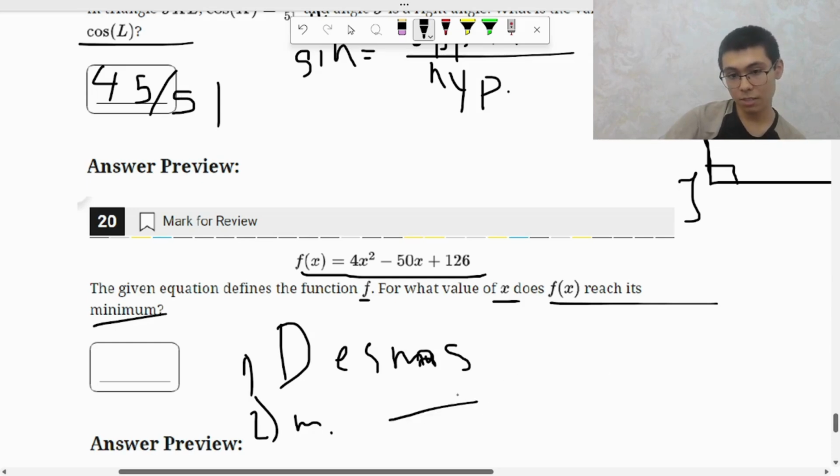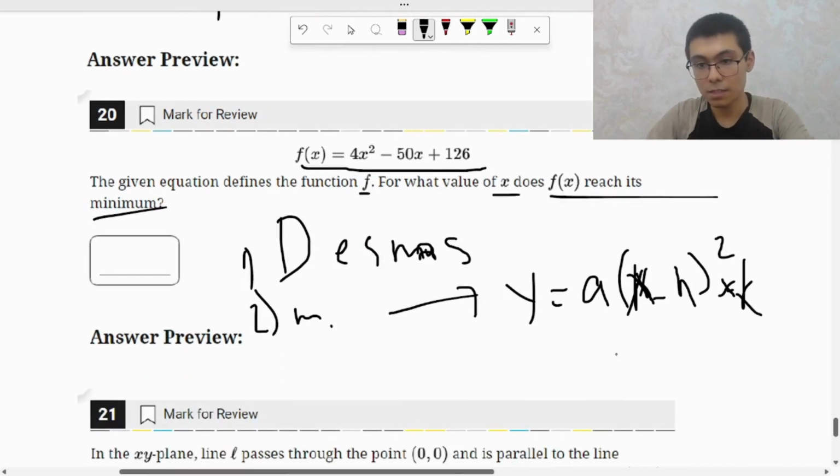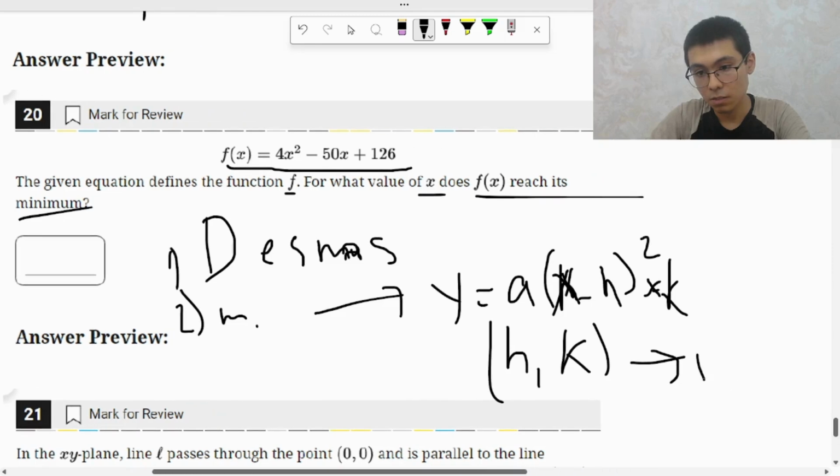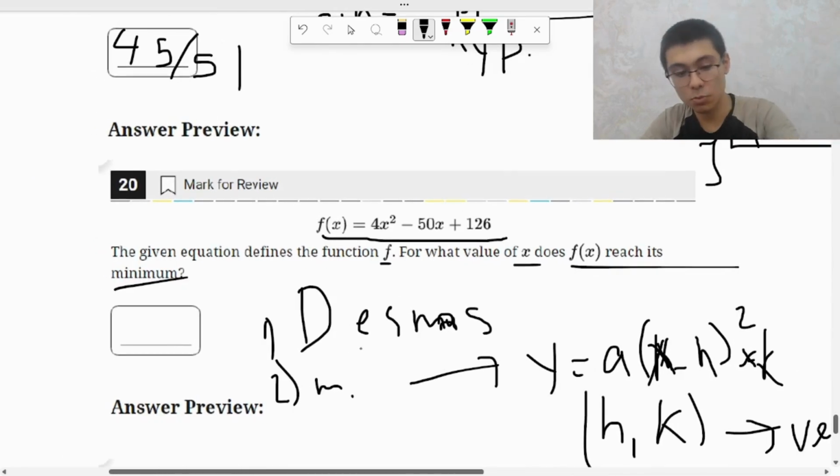And you still gotta know the formula, like it is a times (x minus h) squared plus k. So in this case, (h, k) is the vertex. Vertex. So in this case, I'm gonna show you through Desmos.